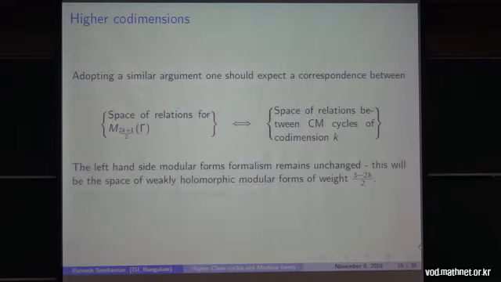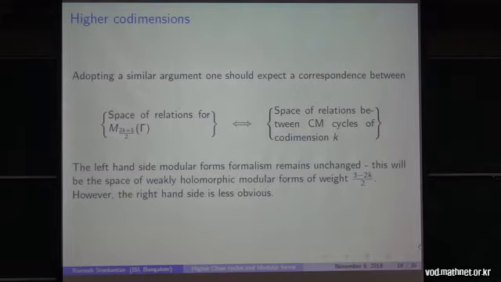Okay. So adopting a similar argument, one should expect a correspondence between the space of relations for modular forms of weight (2k+1)/2 and the space of relations between CM cycles of codimension k. Right? As we had earlier, the relation between the space of relations between modular forms of weight 3 over 2 and the space of relations between points. And of course, the space of relations, this is a purely formal thing, the left-hand side will just be the space of weakly holomorphic modular forms of weight (3-2k)/2. So in the case of k equal to 2, which is the one of interest, it will be minus half.